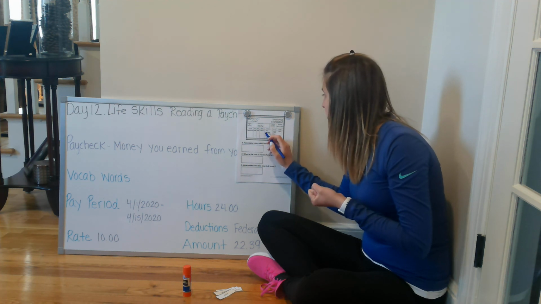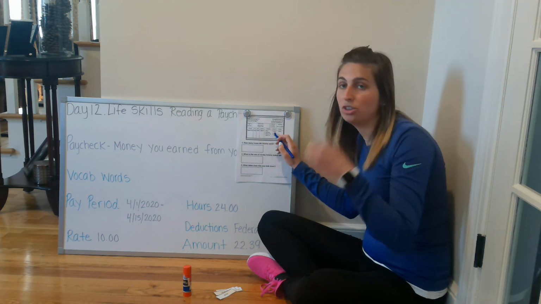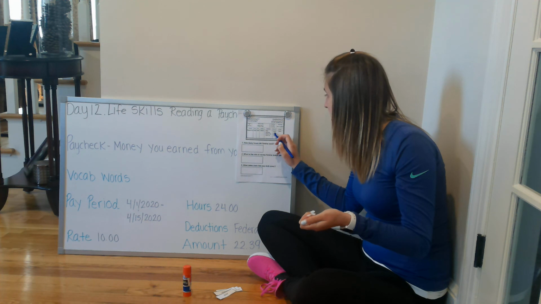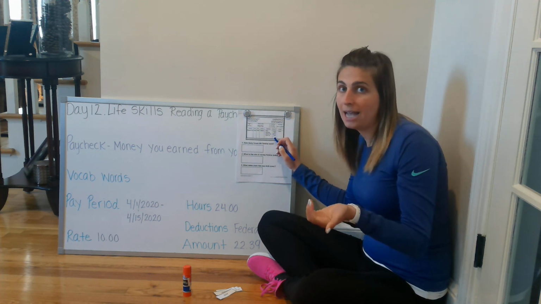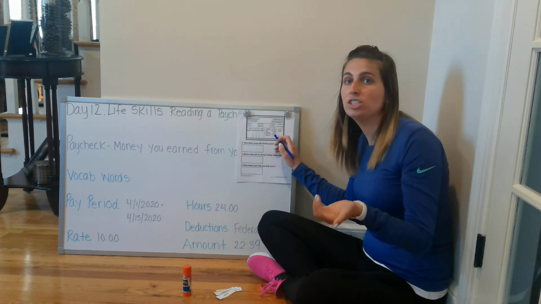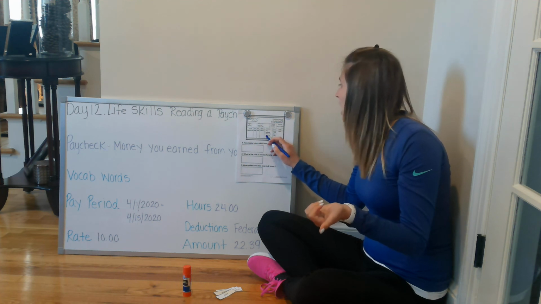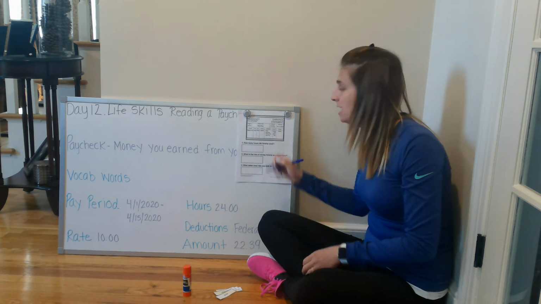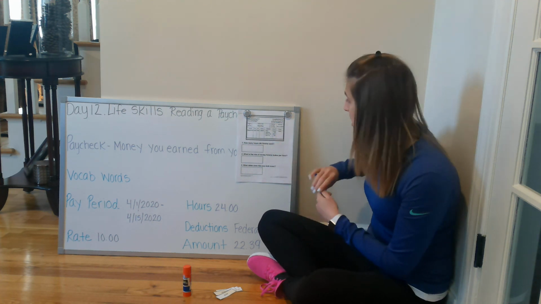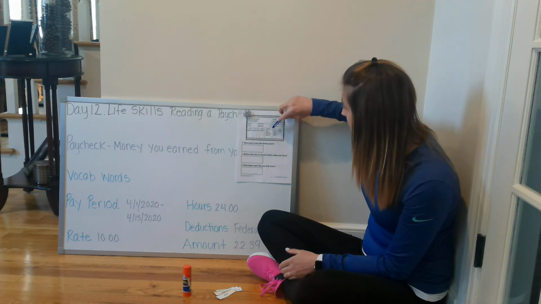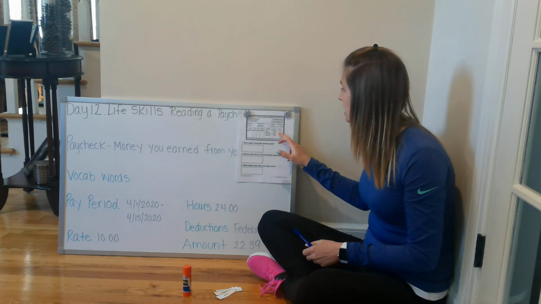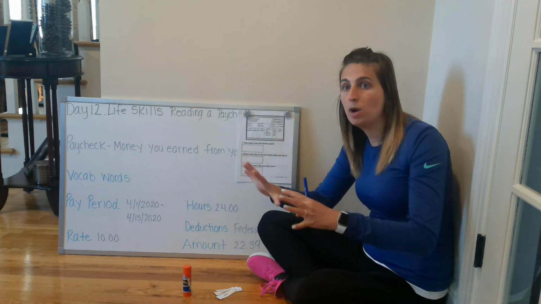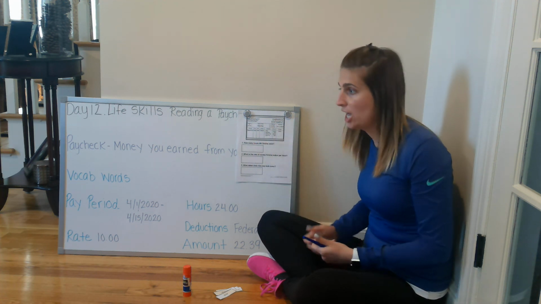So for example, for Medicare, they're taking $3.48 out. For the federal tax, they're taking $22.39 out. And for the state tax, they're taking $8.64 out. And then earnings indicates that's how much money you're taking home in your paycheck.